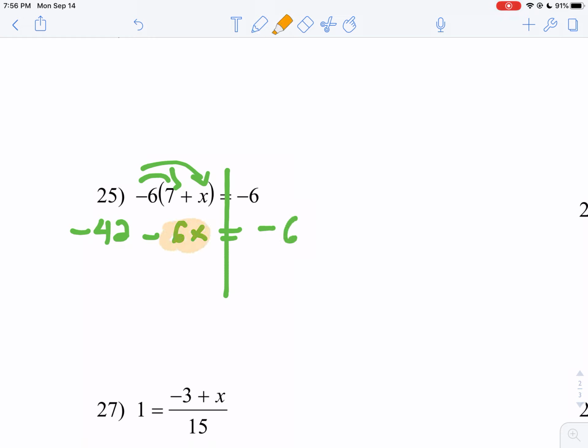Again, circle your variable term. You want that by itself. That means you need to do the opposite of negative 42, which is adding 42. And I like to change colors just so that you can follow through more easily.